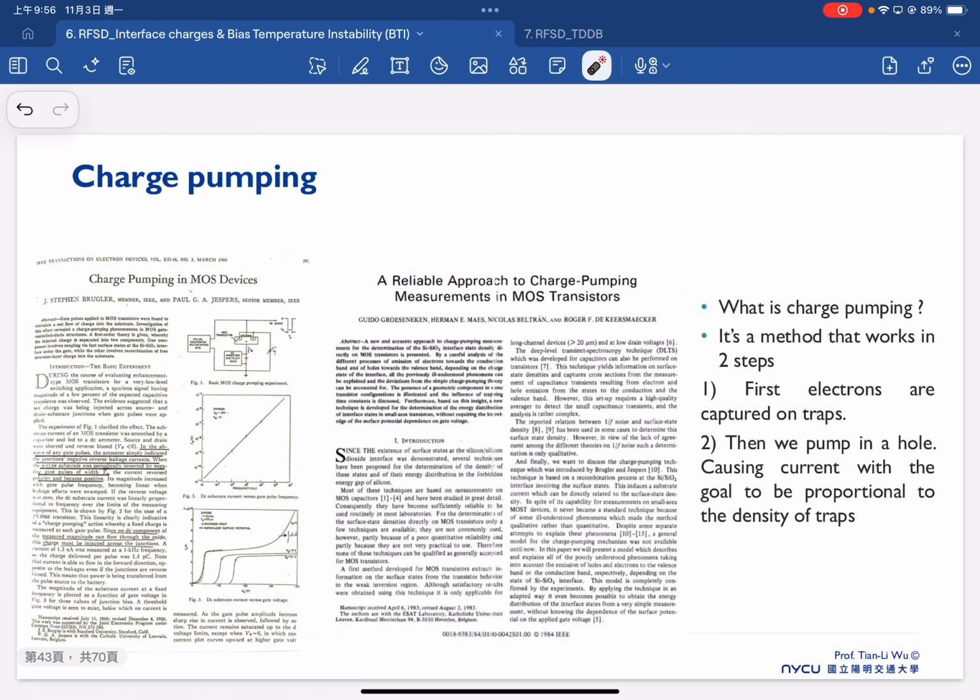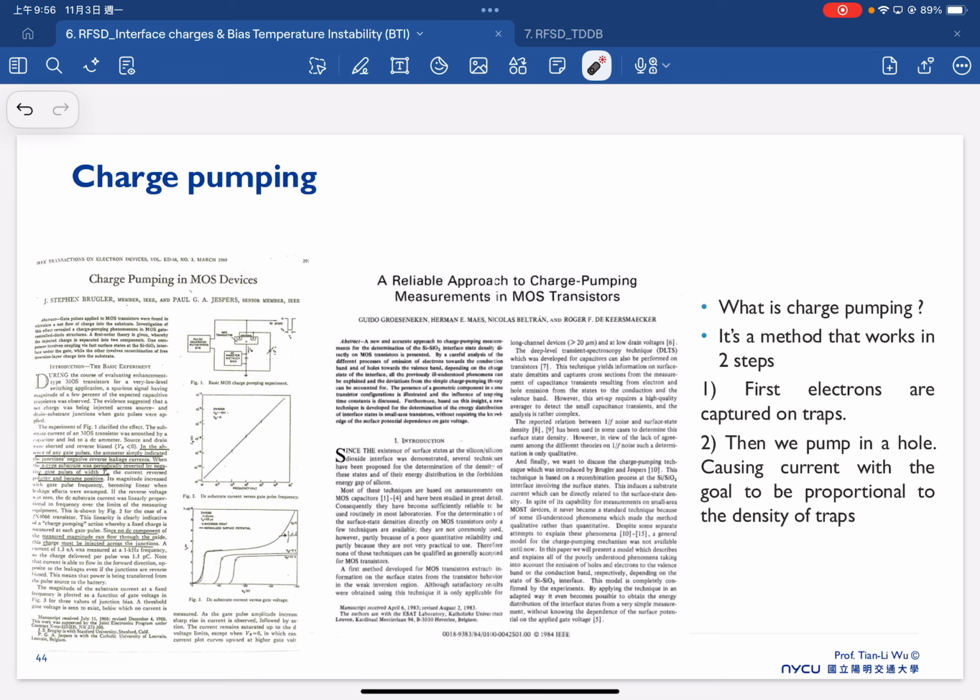Okay, so another very popular methodology here is what we call charge pumping. All of these methods that we introduce in this class are very classical and have been developed for more than 30 years, but nowadays they are still very popular to characterize advanced semiconductors. And another very old one, but also still very popular, is called charge pumping.